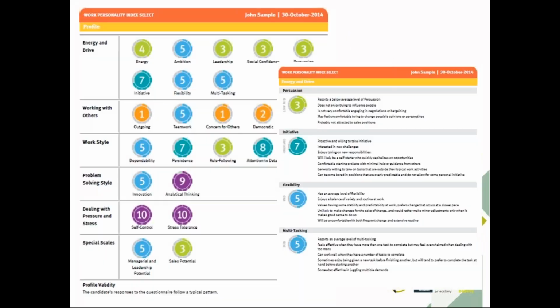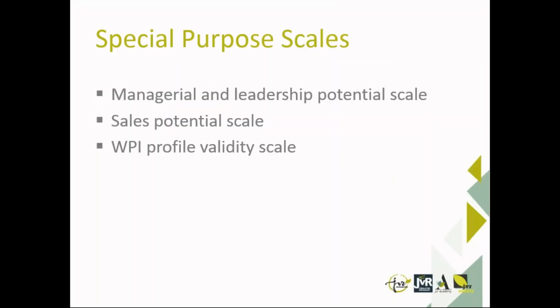I'm not sure if you noticed at the bottom of the select report that there are two special scales: the managerial leadership potential scale and a sales potential scale. And right at the bottom, there is the profile validity that I spoke about a little bit earlier. The select and the job match reports are the only two reports that have this information. The other reports that you can generate don't have the special scales, and they don't indicate the profile validity, so something to think about. Let's unpack these special purpose scales in a little more detail.